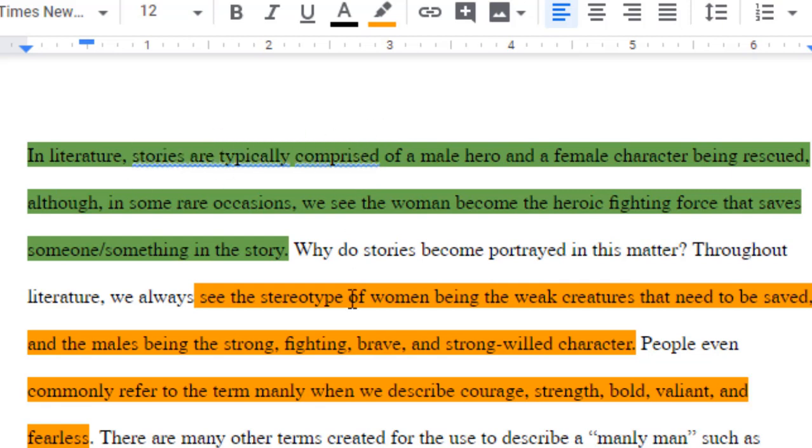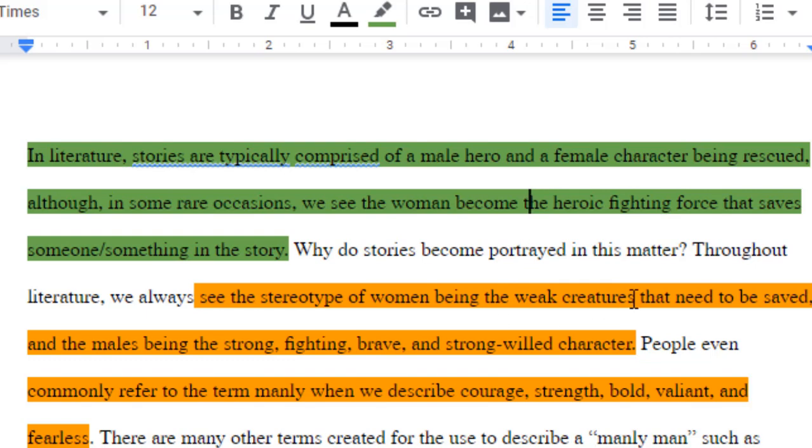You see the blue squiggly lines. They're using personal pronouns which they shouldn't in an academic paper. But ultimately, there is still evidence that this is a topic sentence with an argument, because really the argument's right here. In rare occasions, there's a woman that becomes the heroic fighting force. So there's this comparison being made. Typically, stories are one way with the male hero, female gets saved, but it seems like in some occasions it's switched. That's actually a pretty good idea.